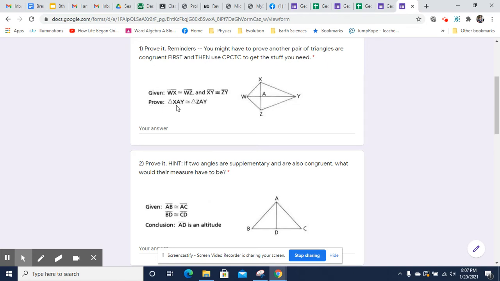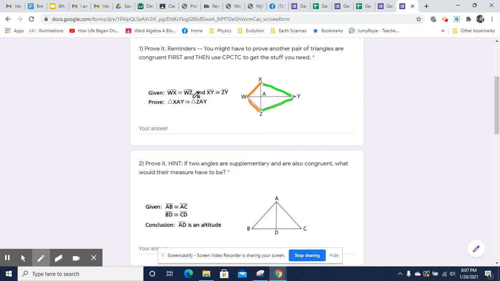So we're supposed to prove that triangle XAY is congruent to triangle ZAY. And we're given some information. WX and WZ are congruent, so we'll just go ahead and label that. And we're also given XY and ZY are congruent, so let's label that too. Cool. So we know that.